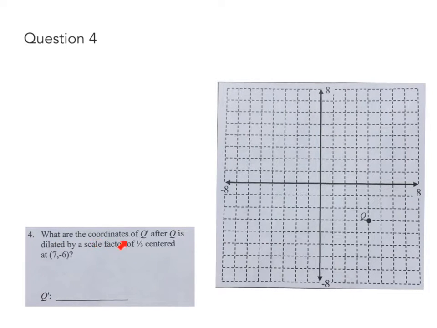What are the coordinates of Q prime after Q is dilated by a scale factor of 1/3 centered at 7, -6? So the first thing we've got to do here, and this is really important, we've got to mark this point 7, -6 on the graph. If you go over to your graph, we move over to the right 7 on the x-axis, and then down 6 on the y, we can find this point right here. So this is the center of our dilation.